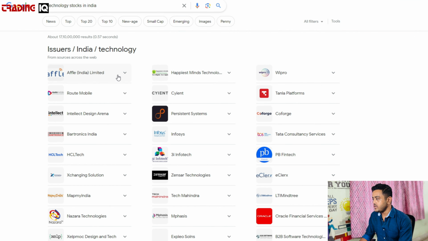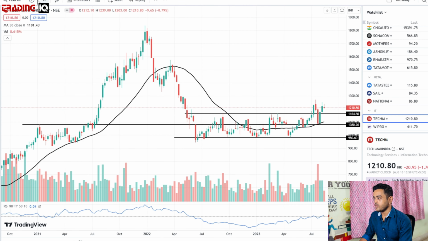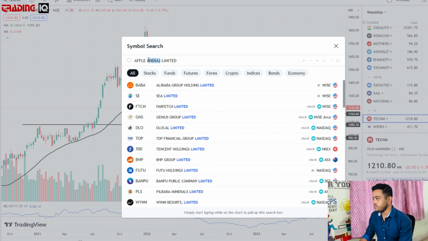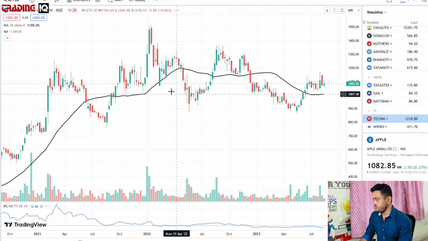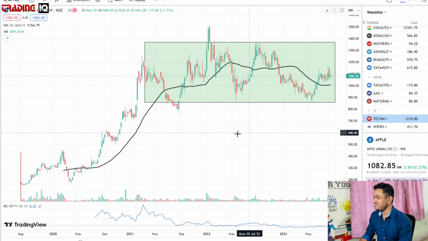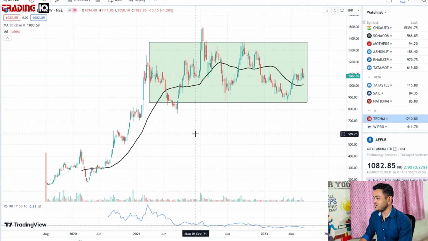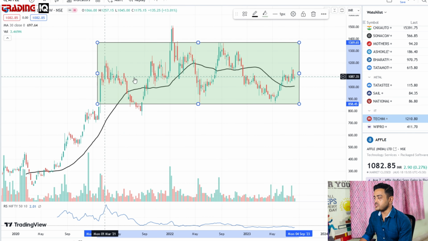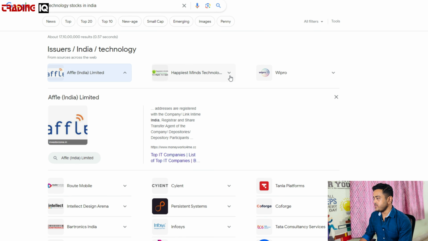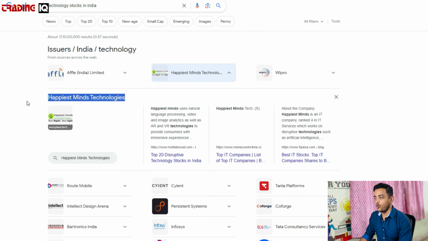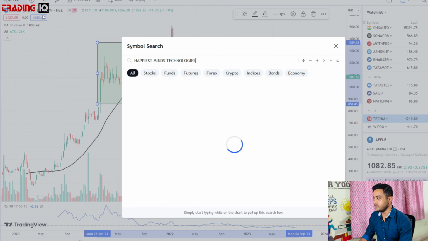Now I'm going to check these stocks and try to build my watch list here. So Affle India, clearly it is in stage 3, and I'm not interested in this stock because it's been in stage 3 for a very prolonged time, since early 2020. It's already mid 2023, so I'm not interested in the stock. Happiest Mind Technologies, I'll check all these stocks one by one, and based on the structure, I'll add them to the list, or will not add it to the list.